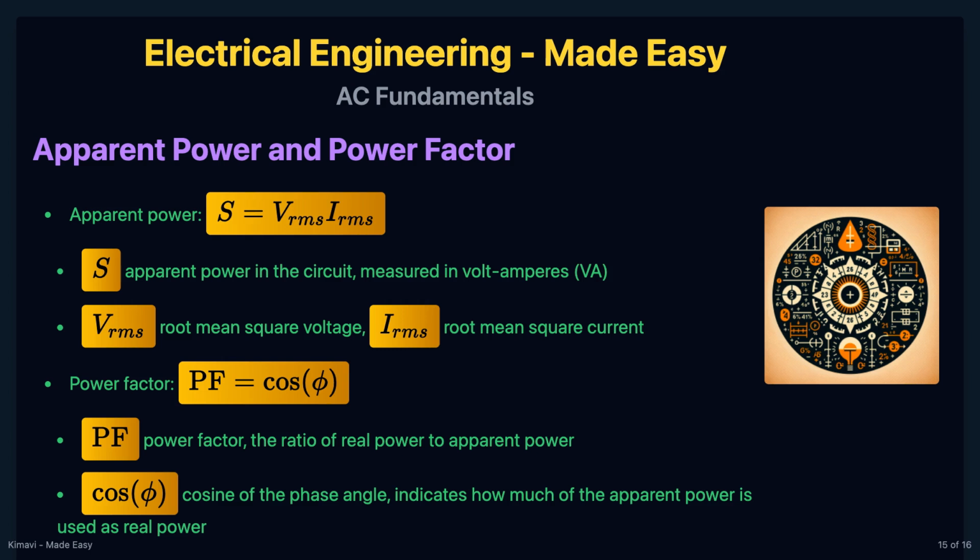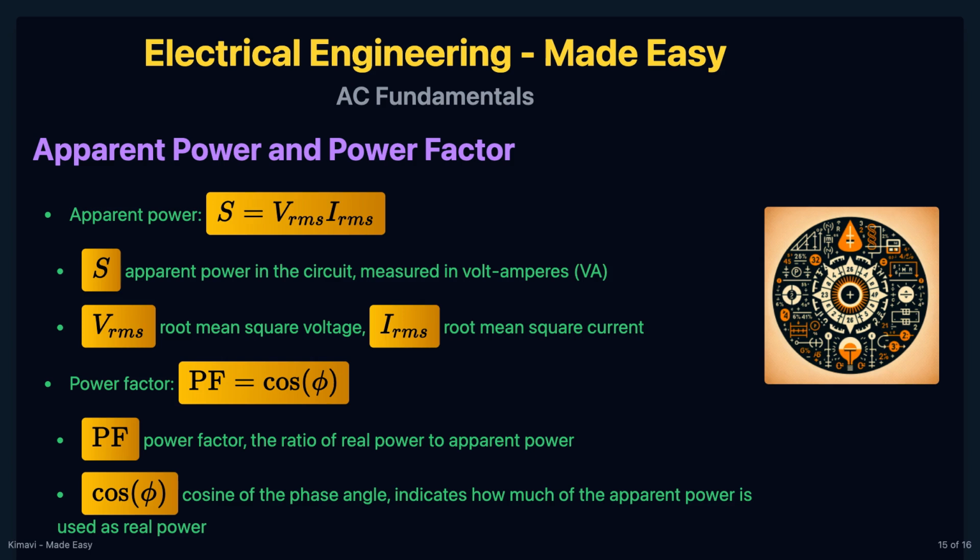The power factor, abbreviated as PF, is given by the formula PF equals cosine of phi. The power factor is a measure of how effectively the power is being used in the circuit. It is the ratio of the real power, which actually performs work, to the apparent power. The cosine of the phase angle, phi, tells us how much of the apparent power is being converted into real power. A power factor of 1, or 100%, means that all the apparent power is being used as real power, which occurs when the voltage and current are perfectly in phase.